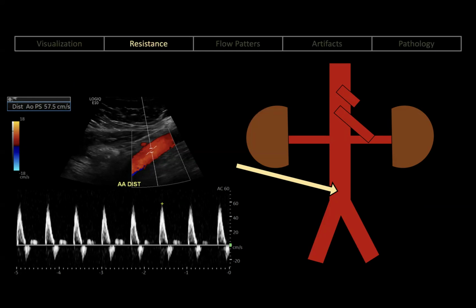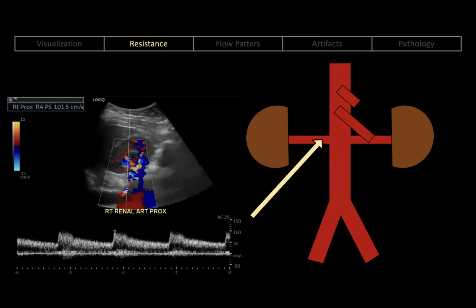Now look at the difference between the distal aorta and when we move to the renal artery. Here we can see that the resistive index is about 0.5, because you're always wanting to get perfusion going towards the organ of the kidney. And so here you have a lower resistive index.